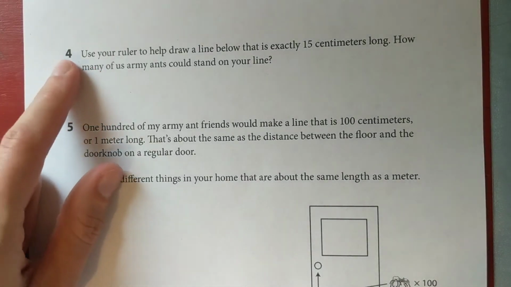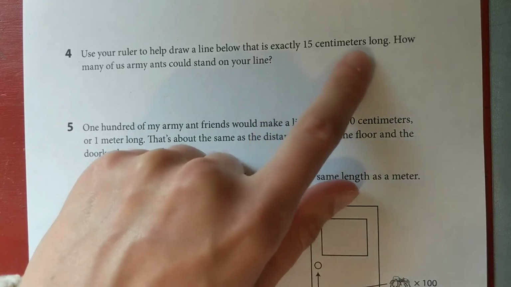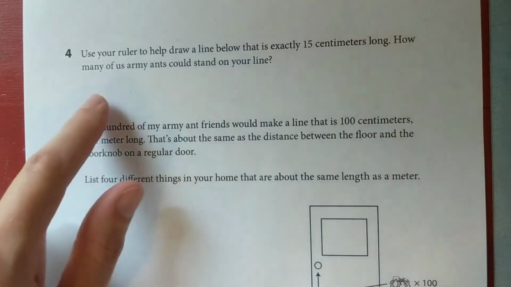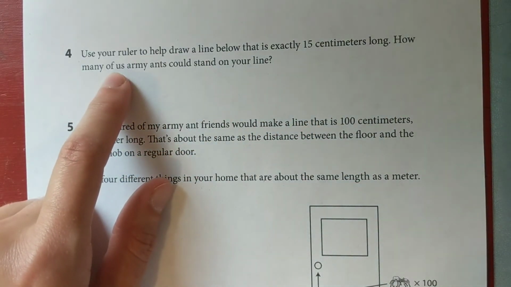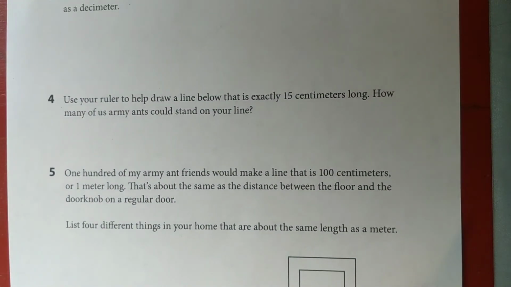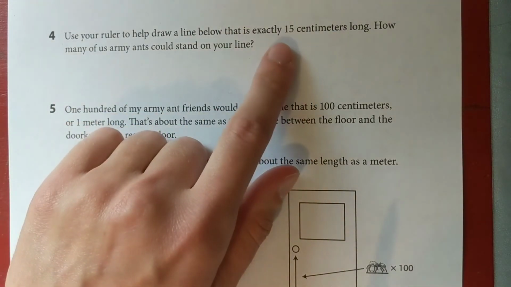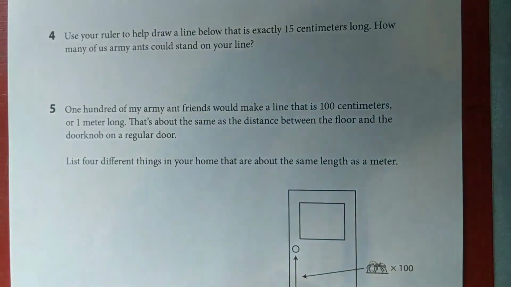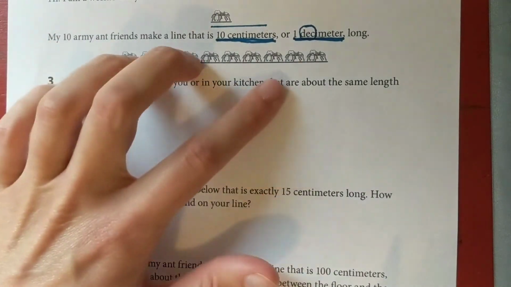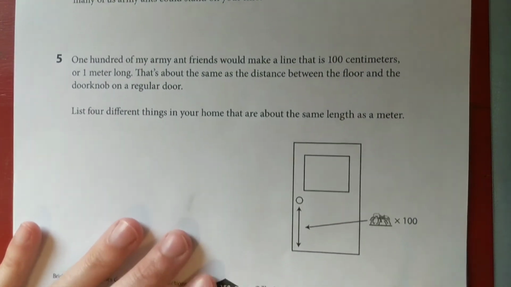Now it says use a ruler to help draw a line that is exactly 15 centimeters long. How many army ants could stand on that line? So again, they're trying to get you to be thinking about the relationship of centimeters. Now, if you don't have your ruler, you could use the army ants up above here to try to estimate a line that's 15 centimeters long.